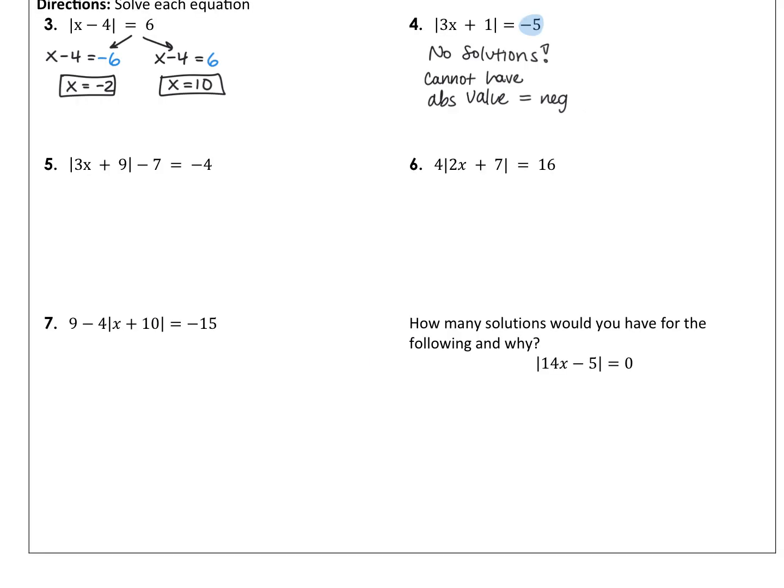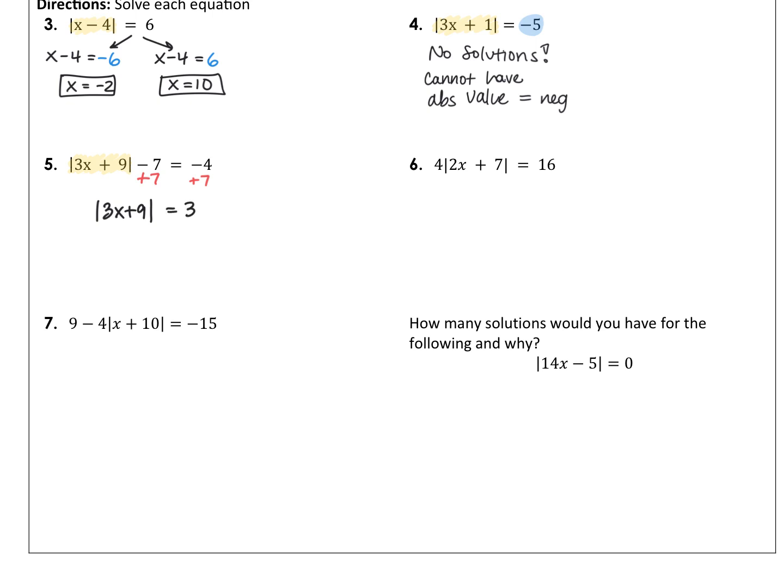Okay, let's look at number 5. This absolute value is not isolated. If you look at the first two, x minus 4 and 3x plus 1, those were already alone. On this one, you can see the 3x plus 9, and on the left side you also have that minus 7. So you have to get the absolute value completely isolated first. Get it alone. We will add 7 to the other side to get that absolute value isolated. That would be the absolute value of 3x plus 9 is equal to 3.